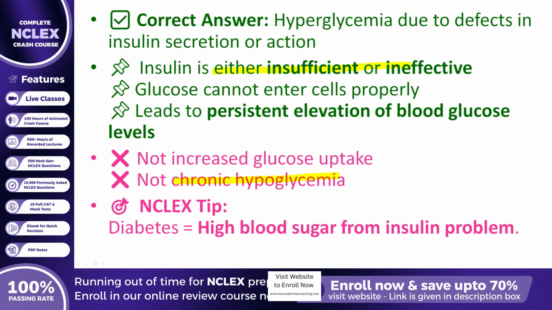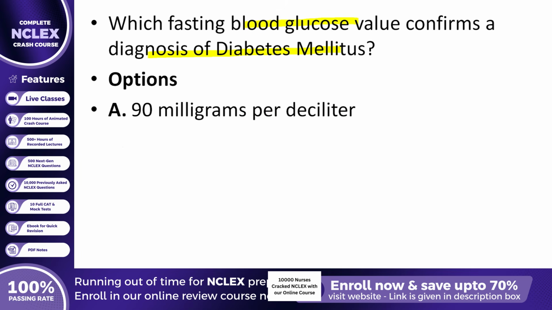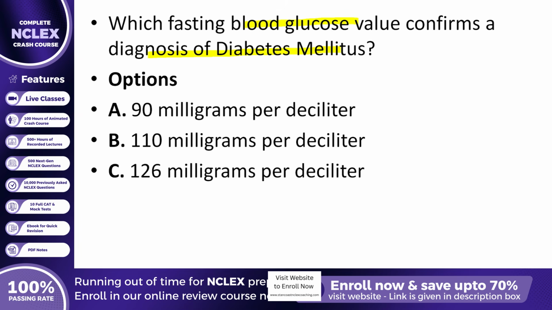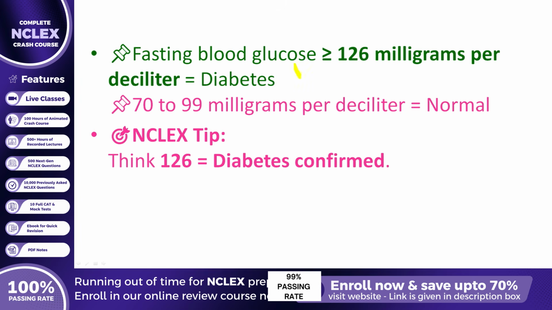Moving forward to question 2, which focuses on diagnosis. Which fasting blood glucose value confirms diabetes mellitus? The options include 90 milligrams per deciliter, 110 milligrams per deciliter, 126 milligrams per deciliter, and 99 milligrams per deciliter. The correct answer is 126 milligrams per deciliter. Remember this clearly for the NCLEX. A fasting blood glucose of 126 milligrams per deciliter or higher confirms diabetes. Values such as 99 or 90 are still within normal limits.